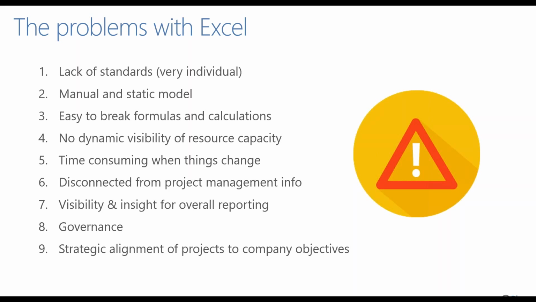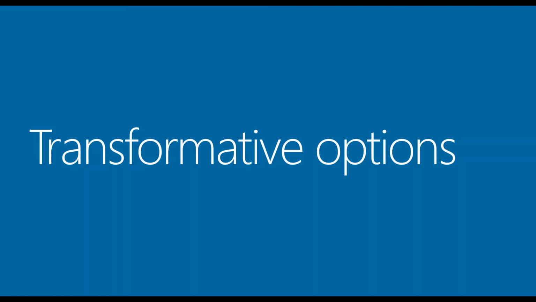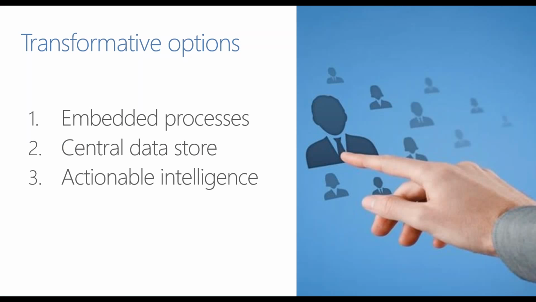Just general visibility, insight, and overall reporting is once again that manual mashup process that we talked about. And once again, there's really no governance and workflow built into this, as well as the ability to do real strategic alignment of projects to company objectives by looking at the resource dimension as well. So if many of you have gone through the pain of doing this in Excel, we have some options for you. Let's look at some transformative options that are available to us.